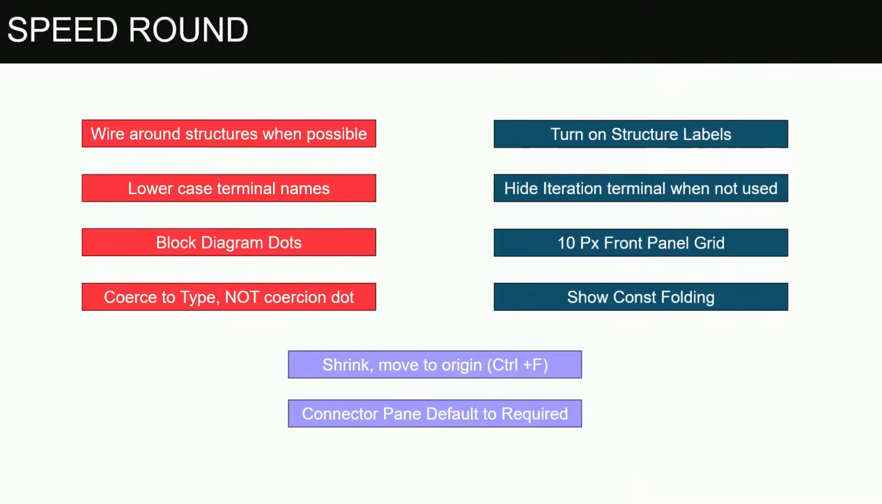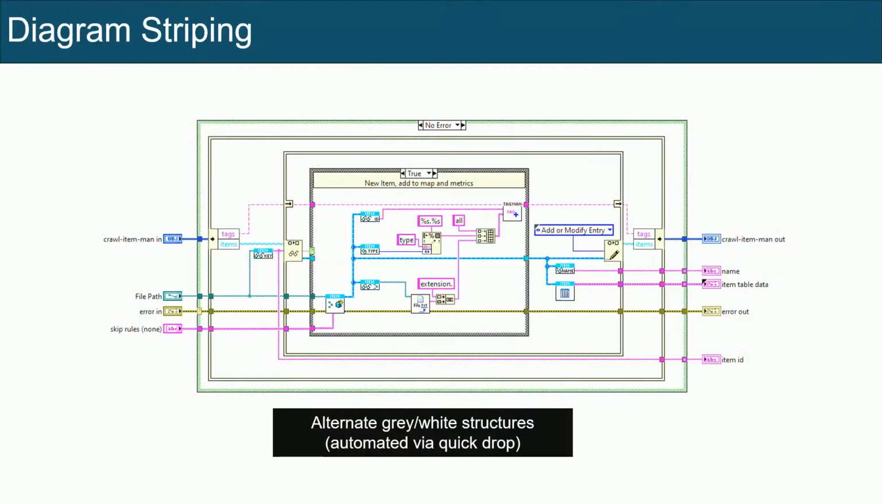We use base 10 numbers, so please use a 10-pixel front panel grid to make all of your sizing easy. Coerce the type, don't have coercion dots. Show constant folding. You can sometimes pick up some useful info, and it's not bad to look at. All of your block diagrams should be appropriately sized on your primary monitor in the top left corner. And of course, you should set your connector pane to be required by default to eliminate bugs, because you would otherwise forget to wire a terminal and then have some horrible thing happen. What's this? Okay, so this is actually a piece of my code.